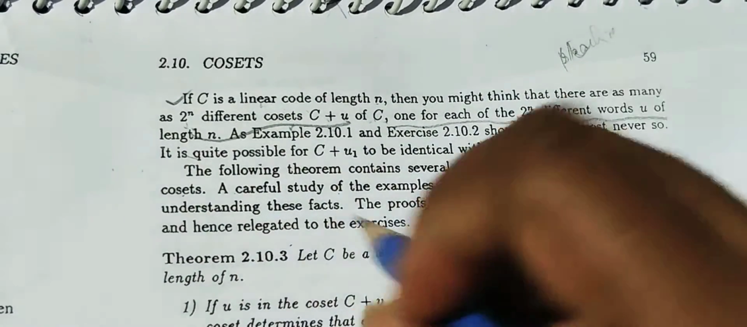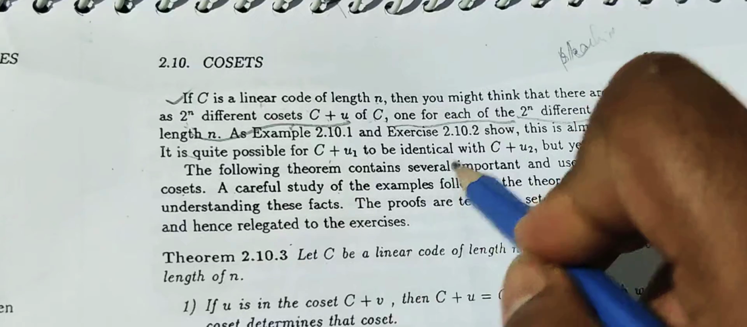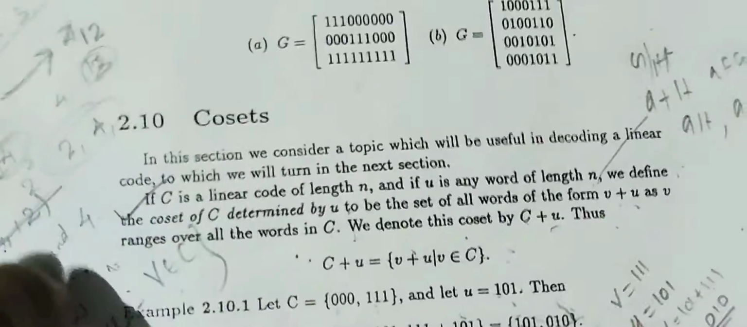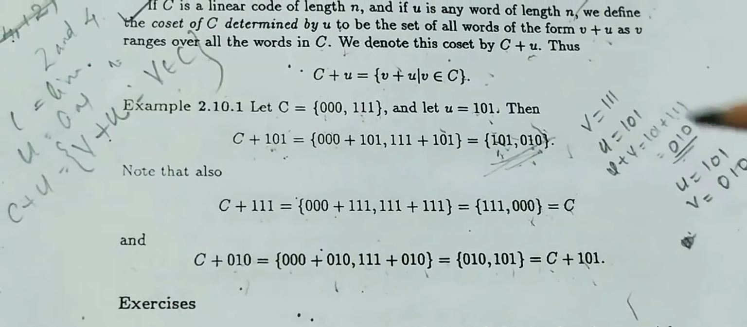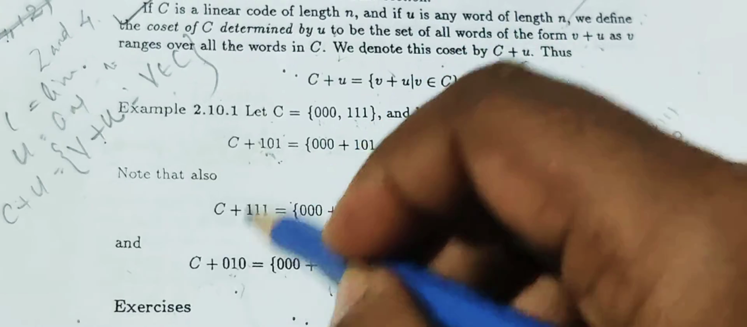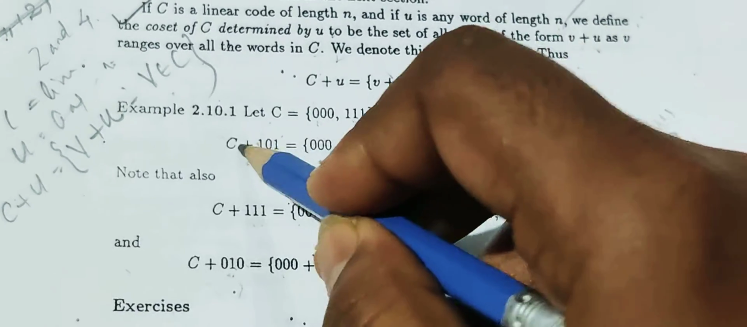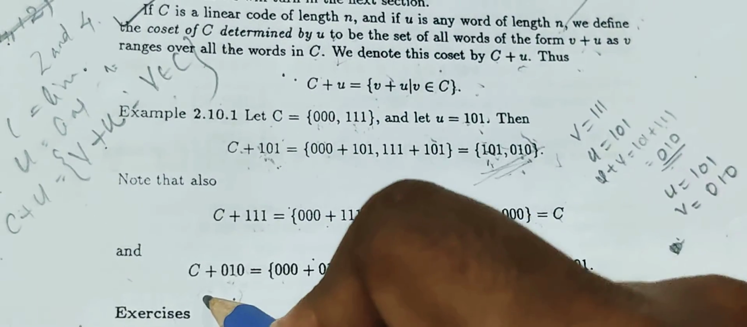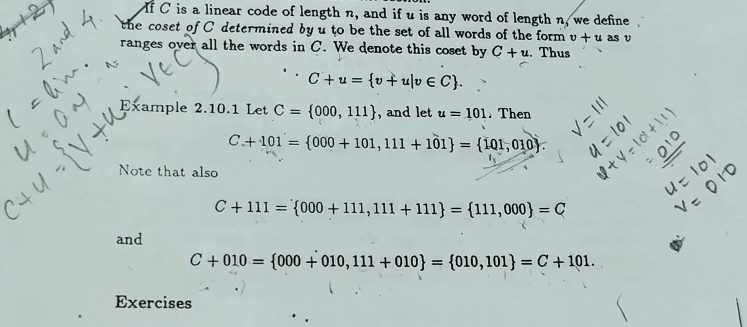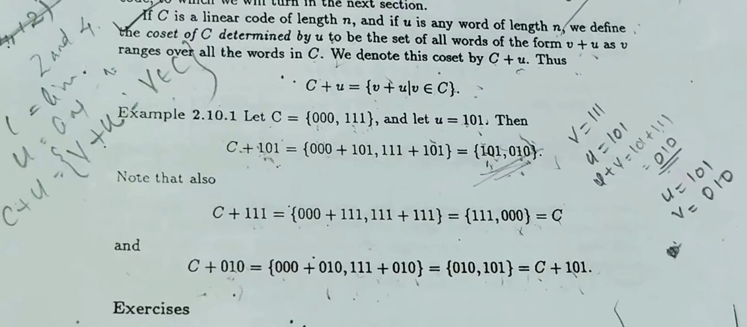If C plus U1 is identical with C plus U2 but U1 is not equal to U2. Here we consider U taken as 101, that is U1 is 101 and U2 is 010, but C plus 101 is the same as C plus 010. So if U1 is not equal to U2, their cosets can still be the same.